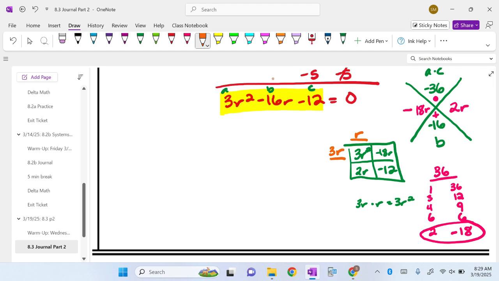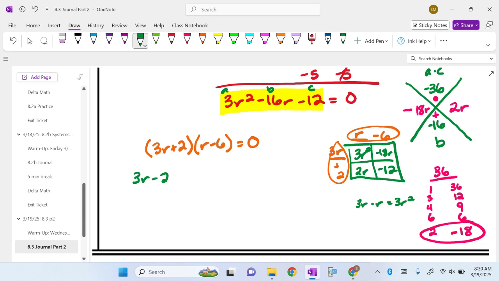So 3R times what gives me negative 18R? Negative 6. And then R times what gives me 2R? Positive 2. So these are my two factors. So my two factors are 3R plus 2 times R minus 6 is equal to 0. So then I set both of these equal to 0. So 3R plus 2 is equal to 0. R minus 6 is equal to 0. Separated the two.